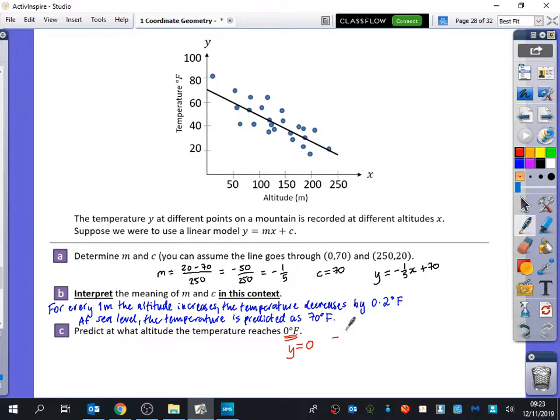equal to 0. So I get minus a fifth x plus 70 equals 0. So a fifth x equals 70. So x equals 70 times 5, which is 350. And the units would be meters. Okay? That kind of makes sense. If you imagine this graph continuing all the way down, it looks like it probably will be crossing the x-axis at 350.